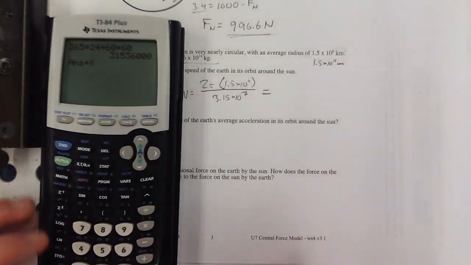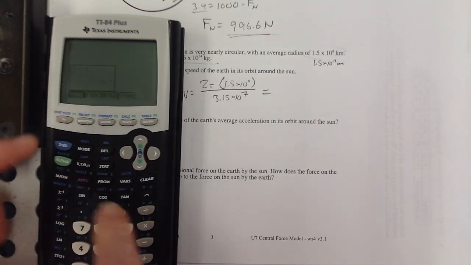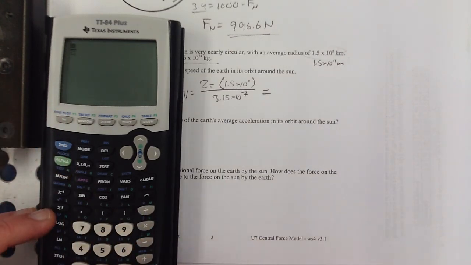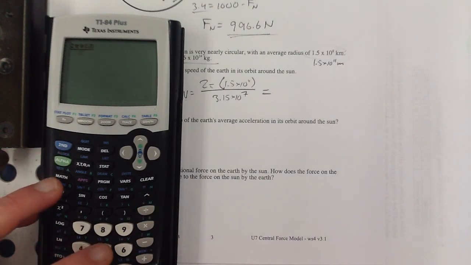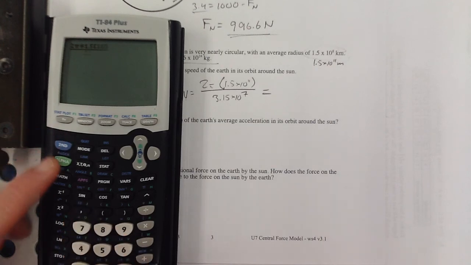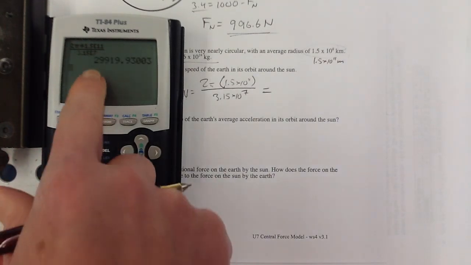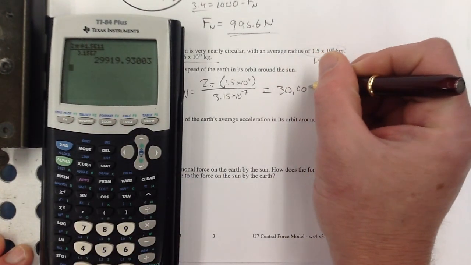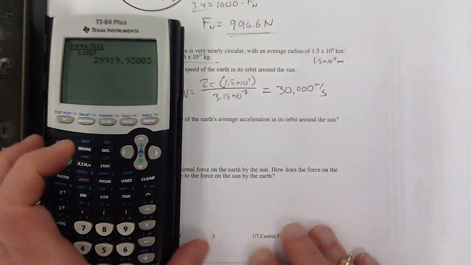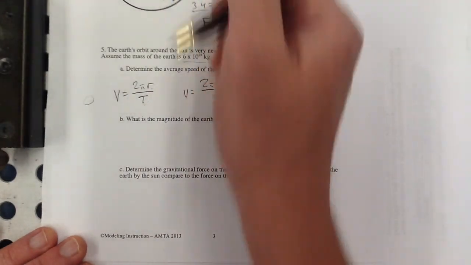All right, so how fast is the Earth going around the Sun? Going to bring up my fraction here. 2 pi times 1.5 times 10 to the 11th over 3.15 times 10 to the 7th. So about, I'm going to round that up to 30,000 meters per second. So hold on tight, folks. That is how fast the Earth is going around the Sun.